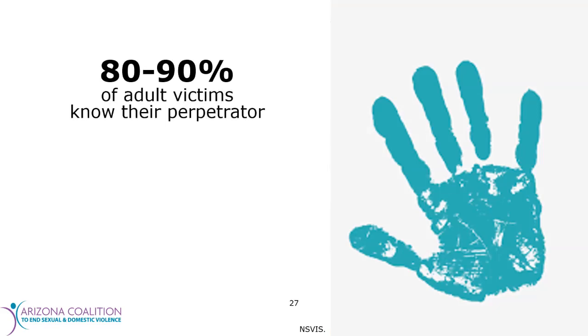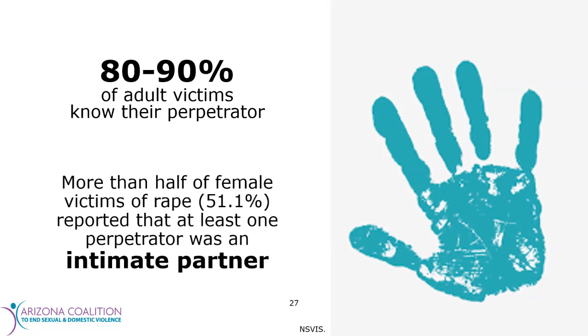So a lot of the times, people think that the perpetrators of sexual violence are someone unknown to the survivor, but that is untrue. 80 to 90% of adult victims know their perpetrator. So most of the time, it's someone the survivor knows, and it may be someone the survivor loves and cares about. More than half of female victims of rape reported that at least one perpetrator was an intimate partner.